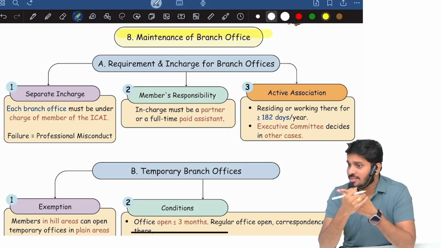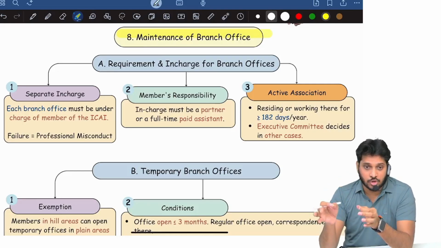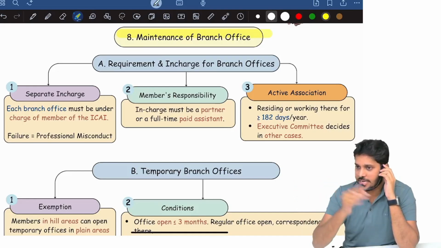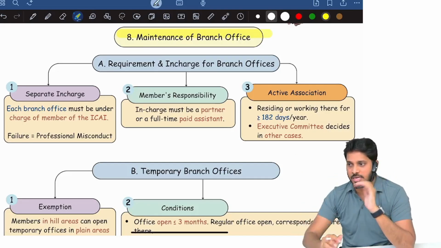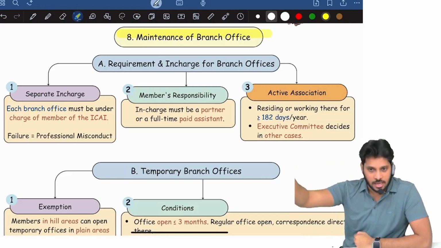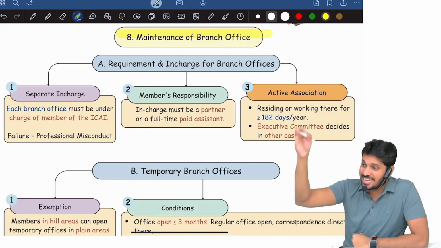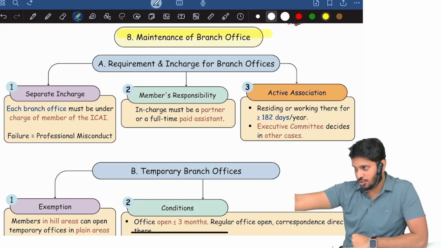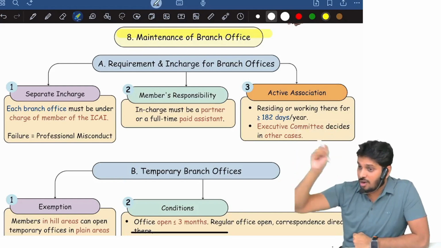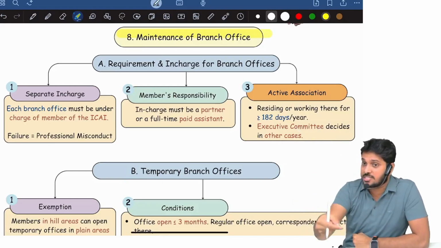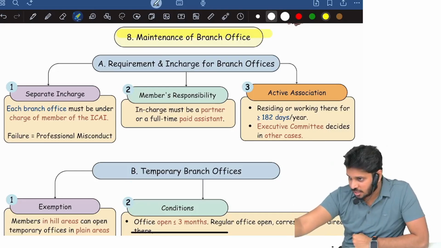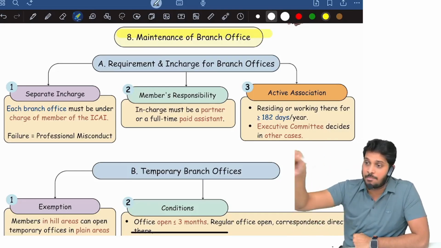In all these three cases, you can have a branch office without any separate in charge, and you can simply say that you are personally monitoring. If the branch is beyond 50 kilometers, you cannot claim that you are personally monitoring. That requires a separate in charge who is a member of the Institute. A member must be the full-time in charge for that too. Now, how should this member be associated with you? Either as a partner or as a full-time paid assistant. Only in these two ways can a member be in charge.